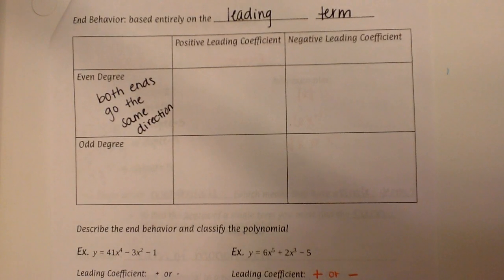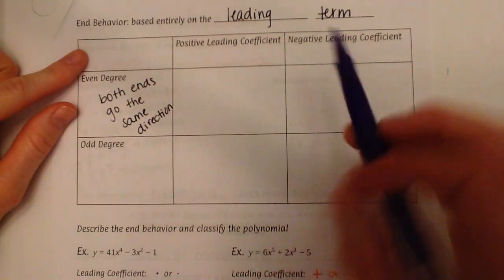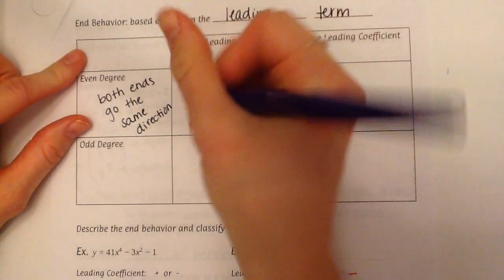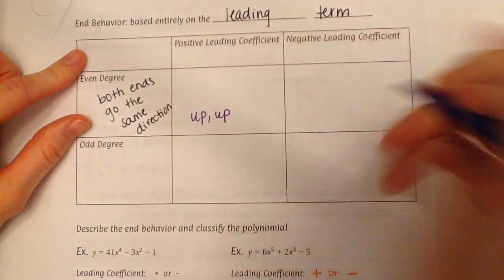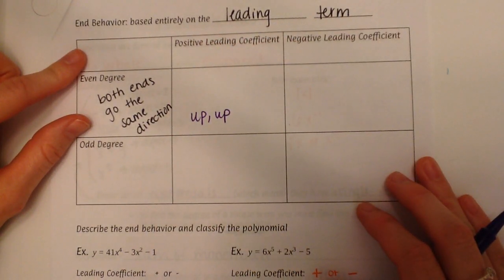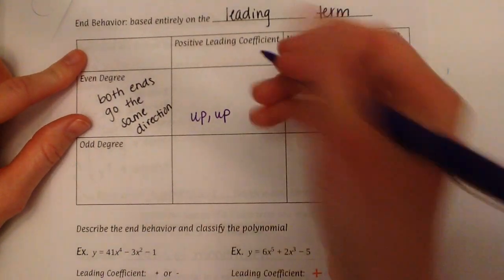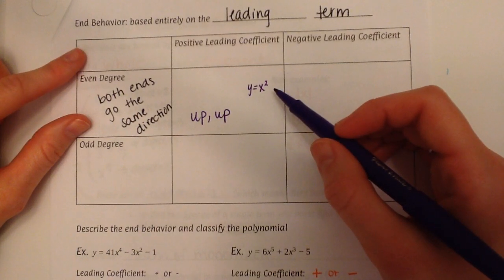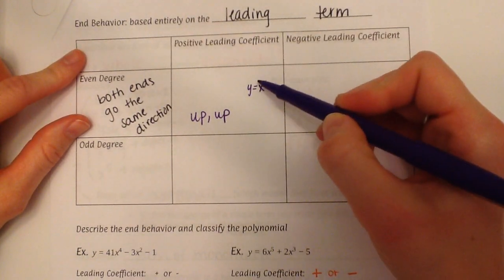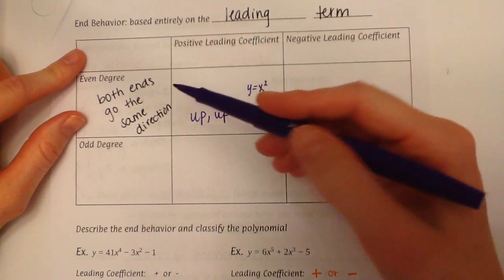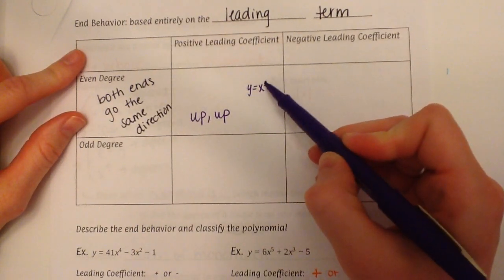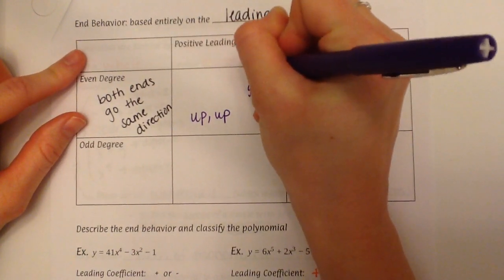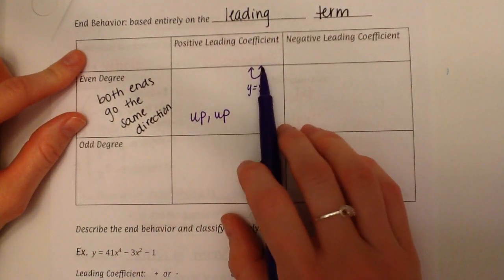So if they're going the same direction, we can have 2 cases. So even degree, go the same direction. If it's a positive leading coefficient, it is going to go up and up on both sides. Both ends are going up. So for example, you could have x squared. Well, the leading coefficient of x squared is 1, and that's positive. The degree is 2, so that's an even degree. So both ends are going in the same direction and they're both going up.